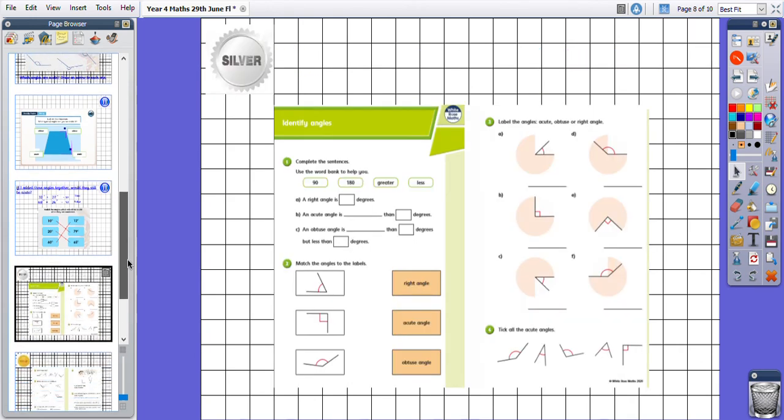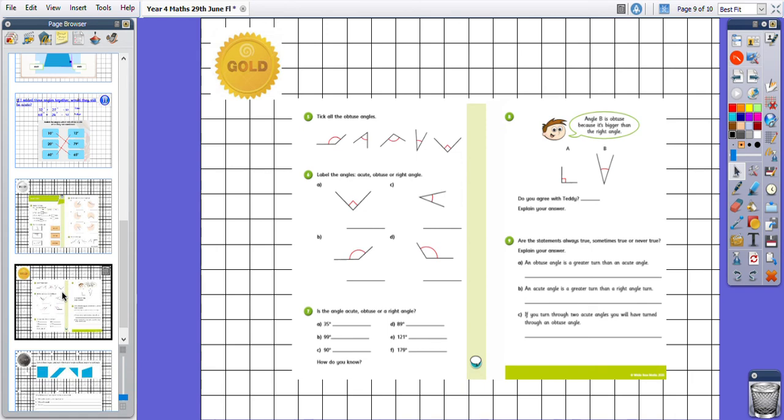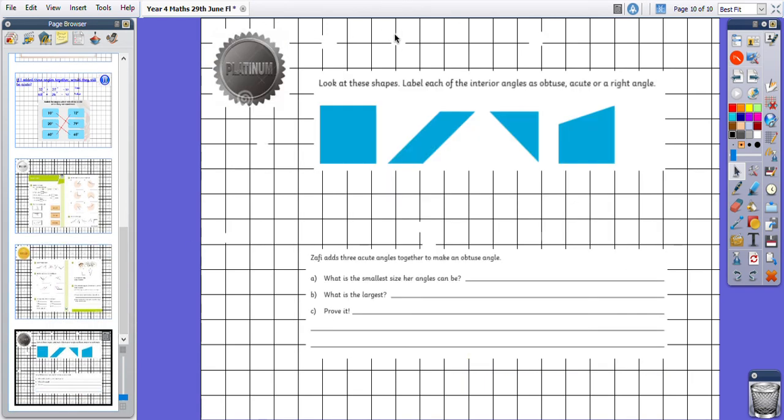So your silver test today is questions 1, 2, 3 and 4. Gold is question 5 onwards, and platinum, you have some trickier questions to complete there, some reasoning and problem solving.